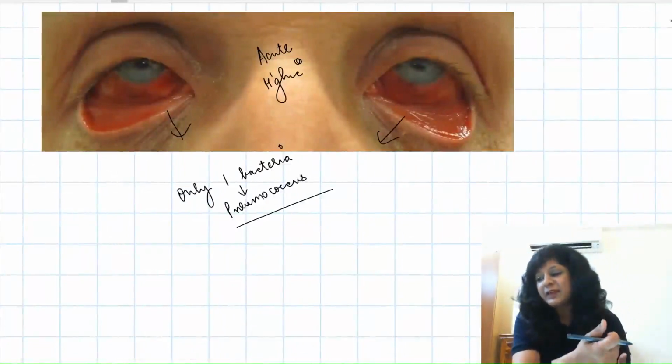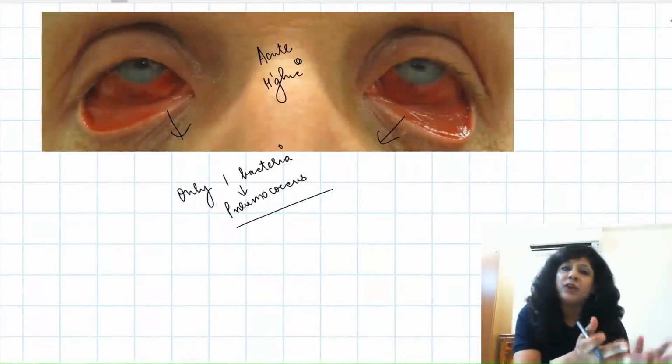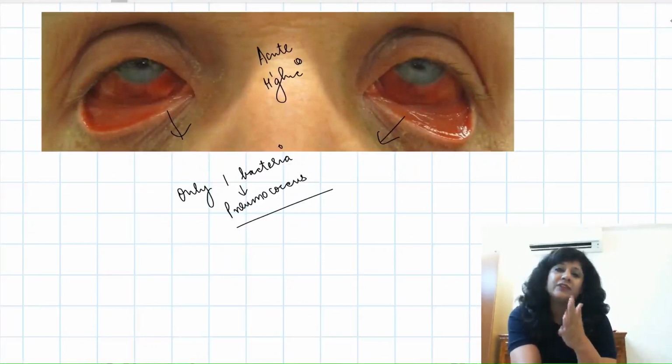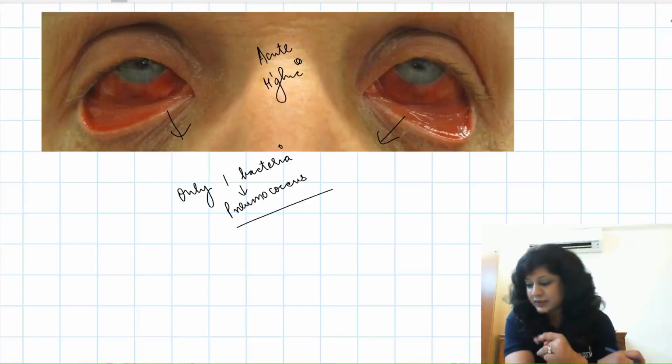Then third is the herpes simplex. This is a very mild, watery kind of conjunctivitis. Usually you must have noticed that whenever we have the viral fevers, just watering is present. That is your typical viral conjunctivitis.